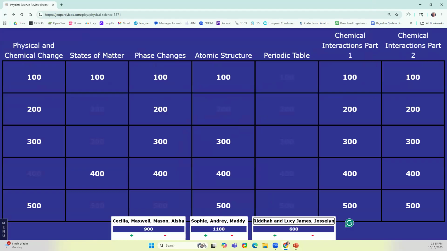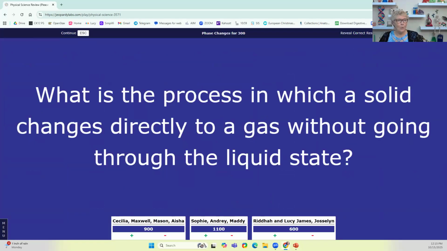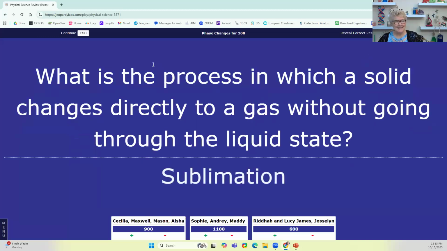Phase changes 300. What is the process in which a solid changes directly to a gas without going through the liquid stage? Sublimation. That is sublimation. Well done. That's a cool term too, isn't it? Sublimation. That's why your ice cubes get smaller in your freezer. All right, so that was Rita's team.